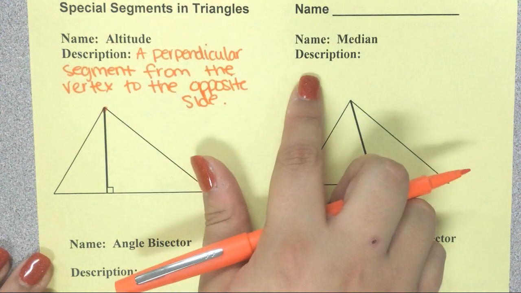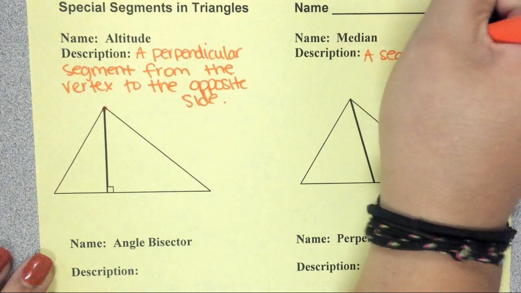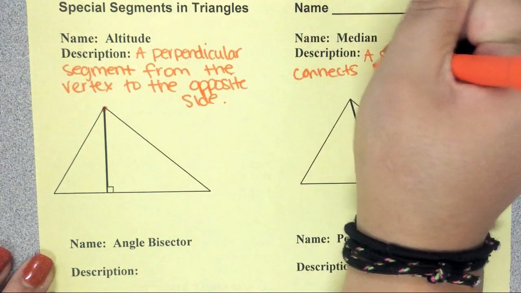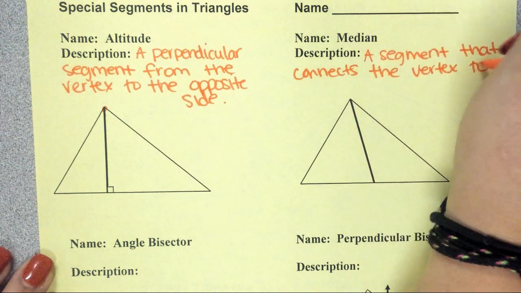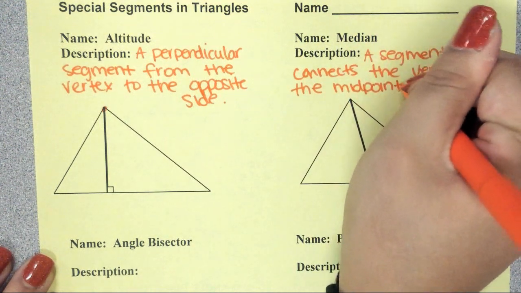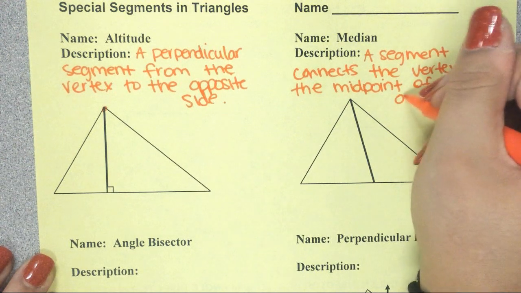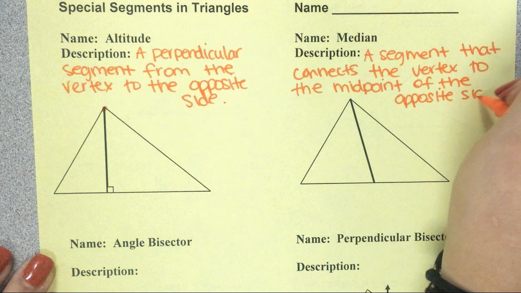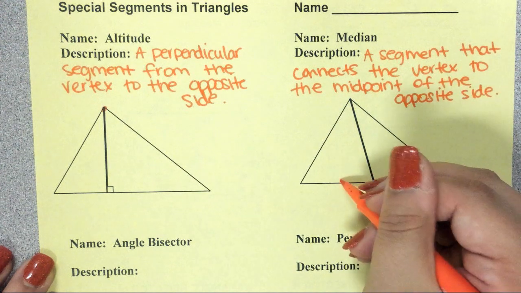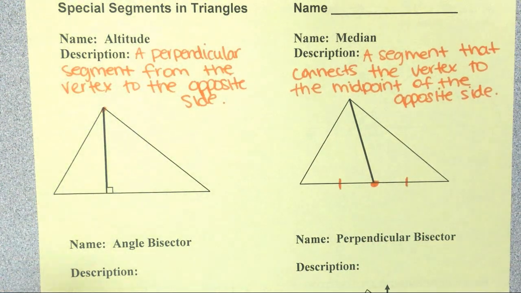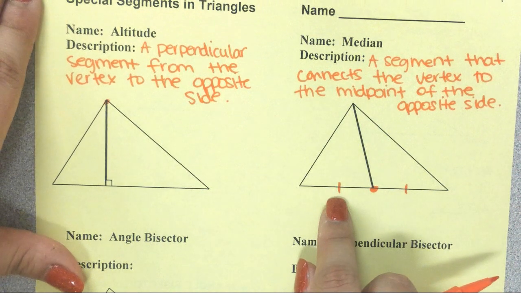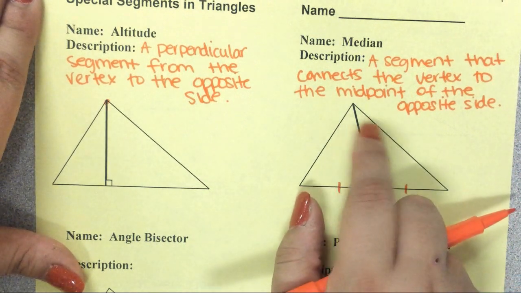A median is a segment that connects the vertex to the midpoint of the opposite side. So right here, here's my vertex. It's going to connect to the midpoint, therefore this side is going to be congruent to that side. Something you need to know about the median is the median only makes the sides congruent. It does not make the angles congruent.